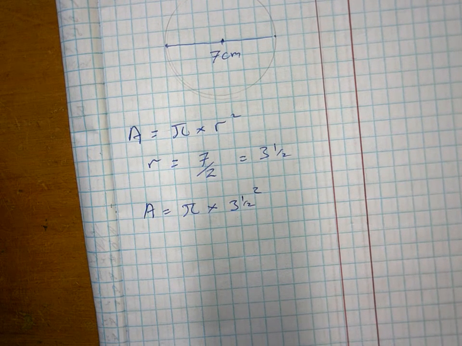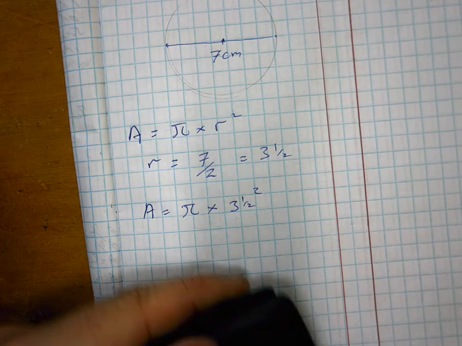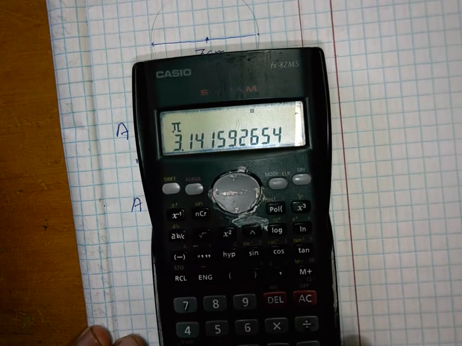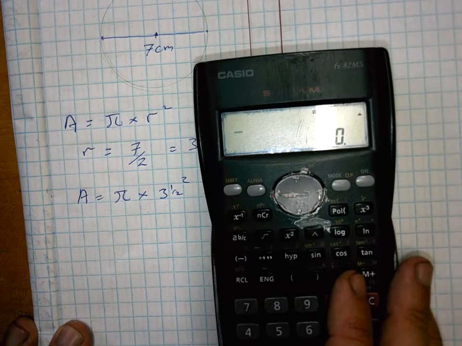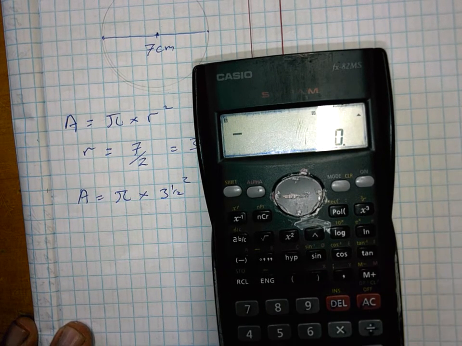May I have your calculator, please, sir? Thank you. So all I'm going to do on my calculator, he's already managed to get a pi button up there. If you're not sure, it's above the EXP button. And so I'm going to type in exactly what I've written. Look at what I wrote: pi times 3.5 squared. So I'm going to type in shift pi times 3.5 squared. All I've done is typed into my calculator exactly what I wrote.